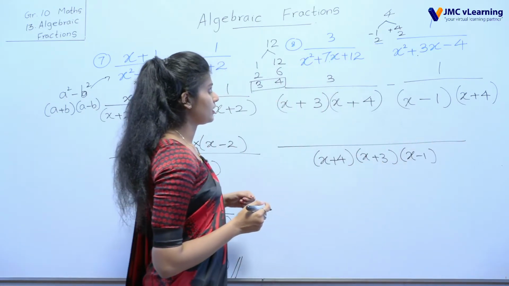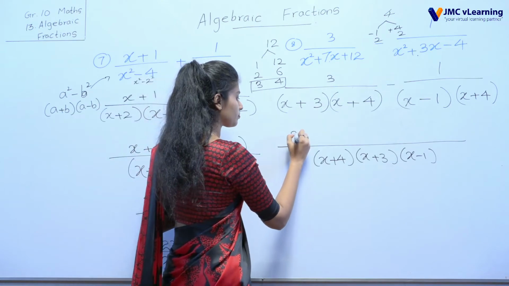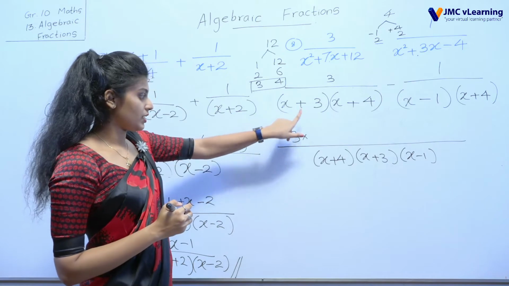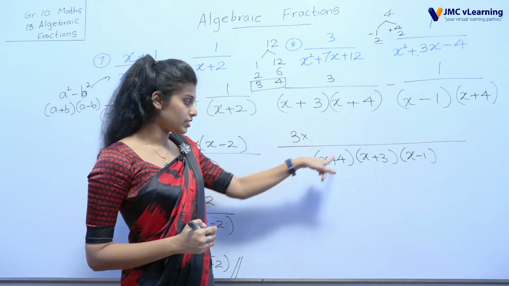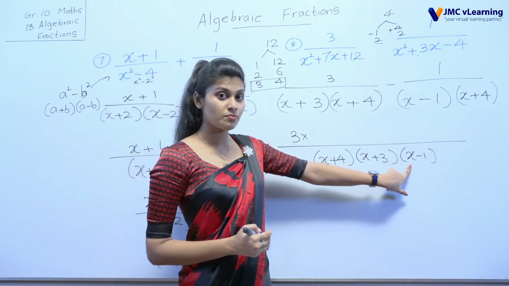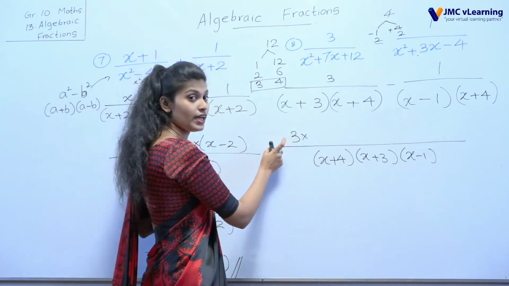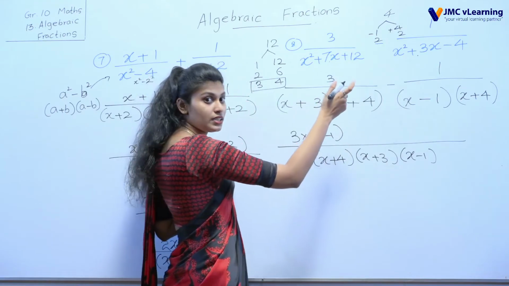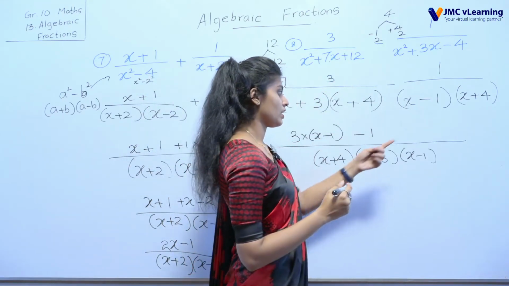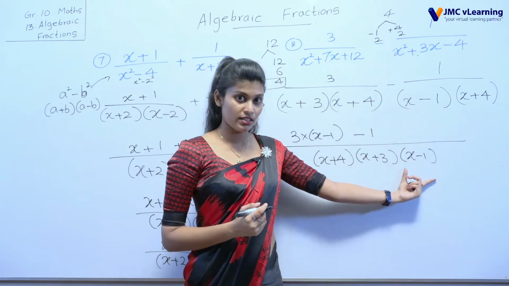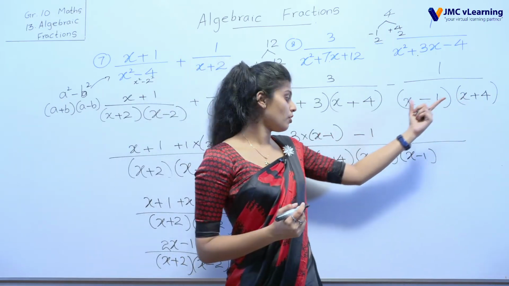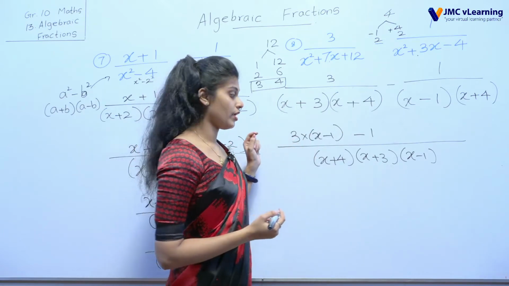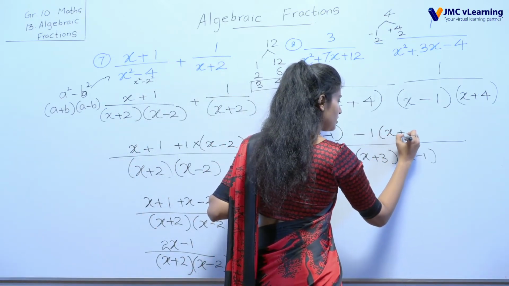Let's make the numerator. Here 3 you have to multiply by which part? X plus 3 is there, x plus 4 is there, the other part is x minus 1. You have to multiply 3 by x minus 1. The other part is minus 1. X minus 1 is in the denominator, x plus 4 is in the denominator, other part is x plus 3. This one you have to multiply by x plus 3.